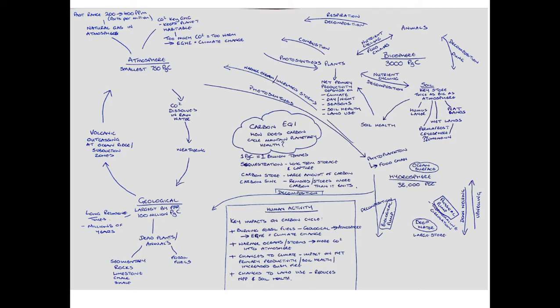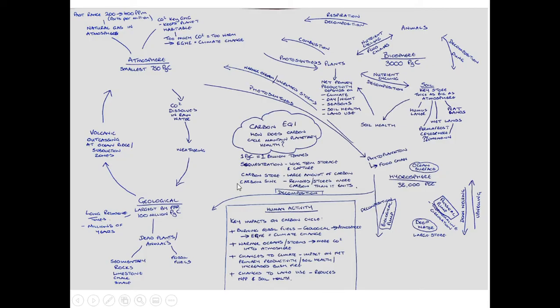One thing to remember is that we talk about petagrams of carbon, and a petagram is effectively 1 billion tons, also the same as a gigaton, and that will be referred to within the question. Other key terms to know are sequestration, which is the long-term storage and capture of carbon; a carbon store, where there is a large amount of carbon held within it; and a carbon sink, which means that it removes or stores more carbon than it emits.